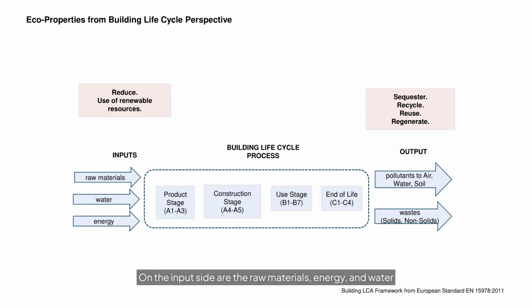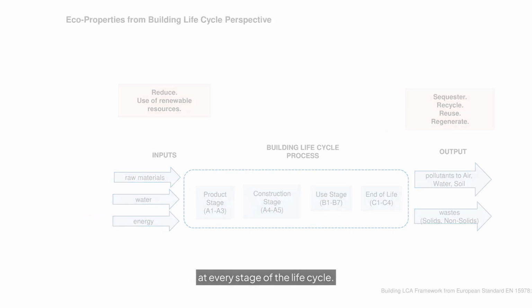On the input side are the raw materials, energy, and water that go into fabricating, manufacturing, and operating a building system. Moreover, we strive to recover building components or whole assemblies for reuse, as well as recycle materials at the end of their service life and even regenerate the raw materials. We can significantly reduce the environmental footprint at every stage of the life cycle.